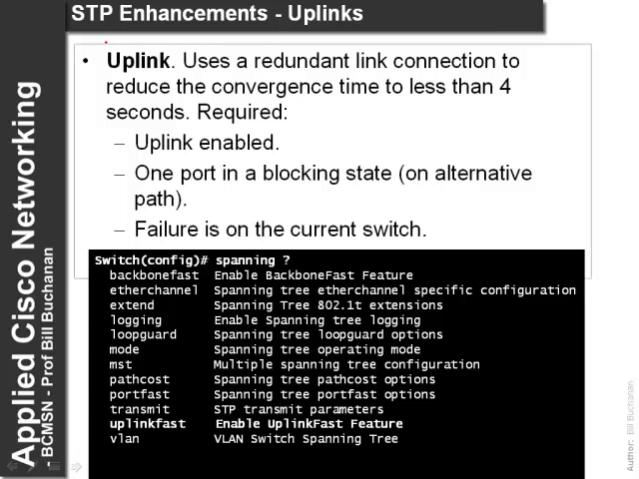Another enhancement to this is called UplinkFast, where a redundant link is used to reduce the convergence time. Typically this can be less than 4 seconds. So with this, we require that UplinkFast is enabled on the switch, and we can see here this is our uplink setting for spanning tree. One of the ports should be blocked.